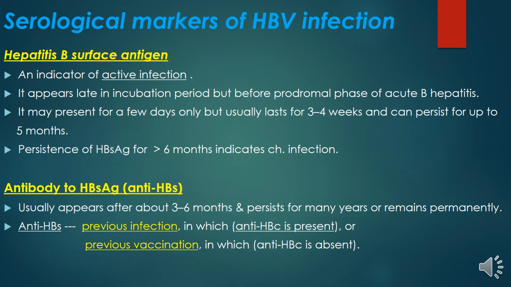Antibody to hepatitis B surface antigen usually appears at about 3 to 6 months and persists for many years or remains permanently. It shows previous infection if the anti-hepatitis B core antibodies are present, and it shows previous vaccination where the anti-hepatitis B core antibodies are absent.